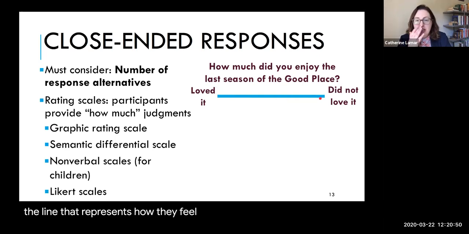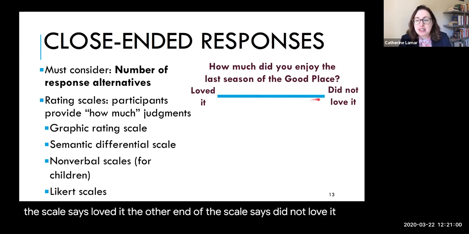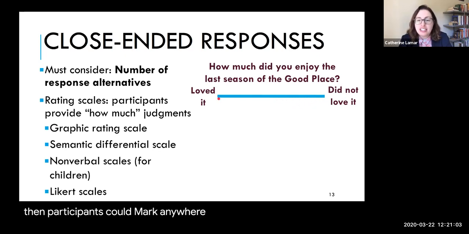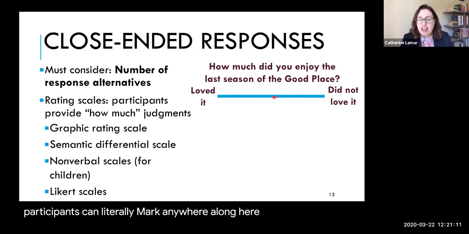So if we look at this question here, how much did you enjoy the last season of The Good Place? One end of the scale says loved it, the other end of the scale says did not love it. And then participants could mark anywhere along that scale to represent how they feel. One of the cool things about a graphic rating scale is that participants can literally mark anywhere along here, which means that we can capture finite differences between participants.